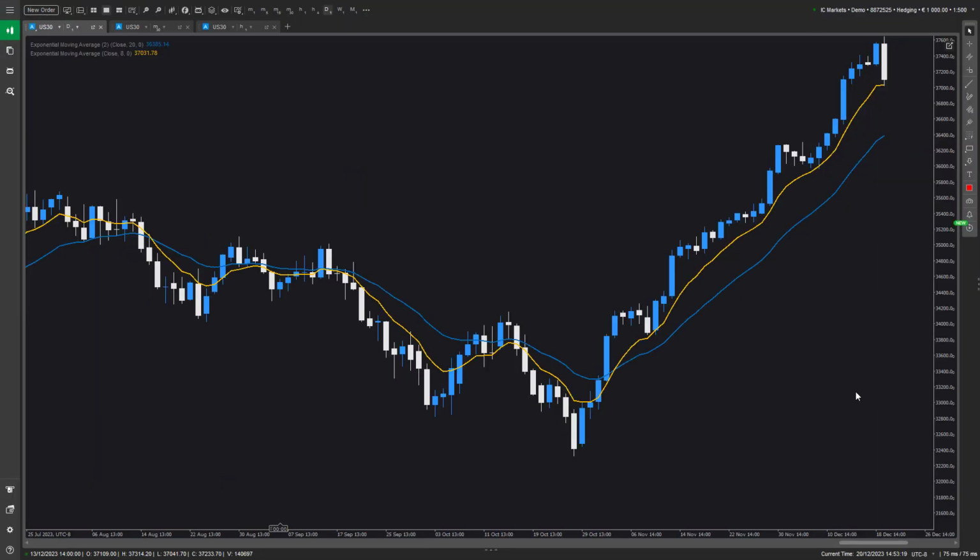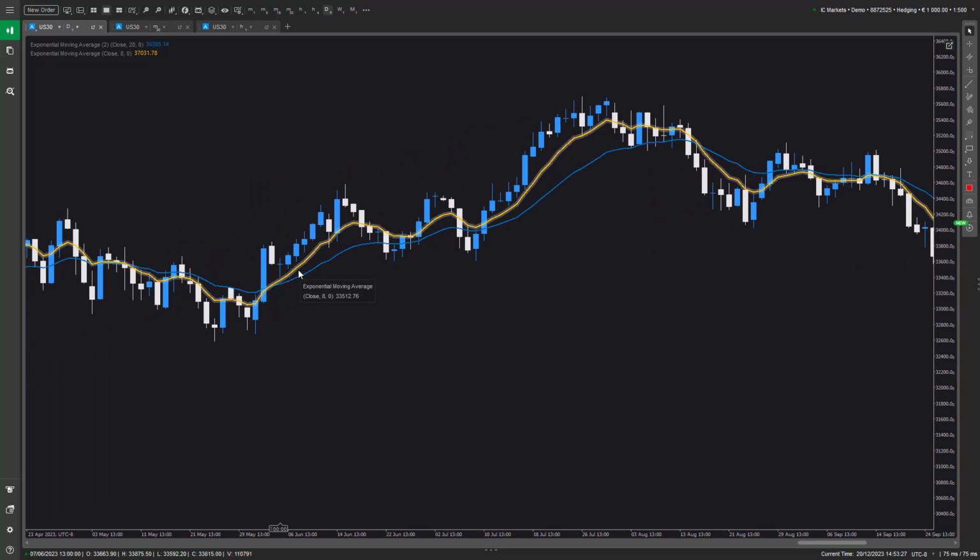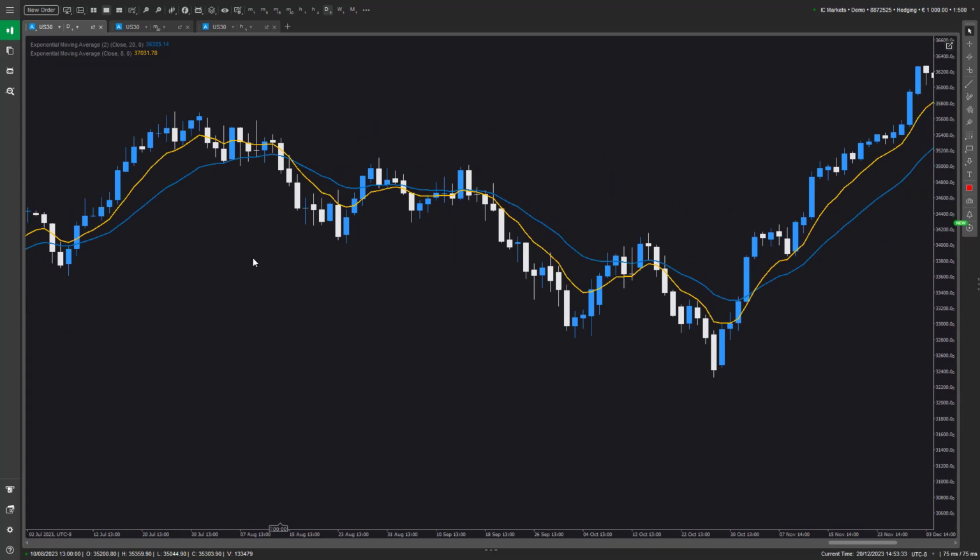So to kick things off, I've got two exponential moving averages on the chart, an 8 and a 20. Now, in very simple terms, when we have this 8, this yellow moving average above the blue, we have an upward trend. When we have the 8 moving average underneath the 20 moving average, we have a downward trend.